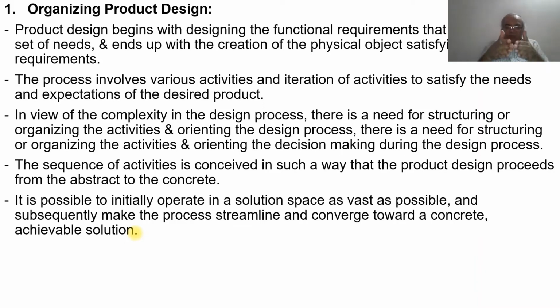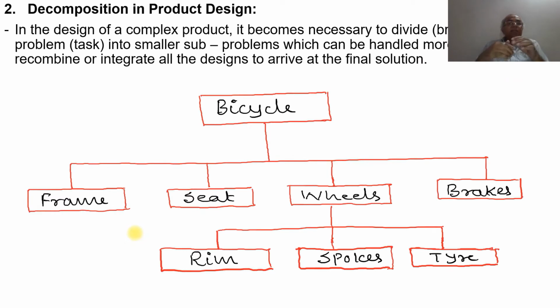That means you are converging to a single point, so that we will be able to converge toward a concrete, that means the final product, which can achieve the solution. So this is basically organizing the product design. The next comes decomposition in product design, the second point.